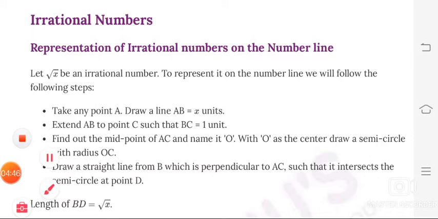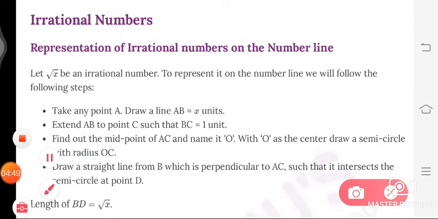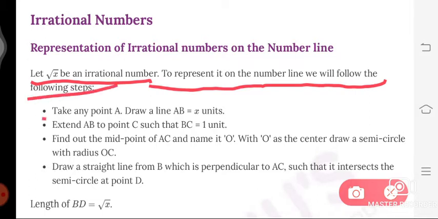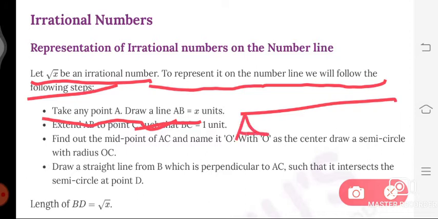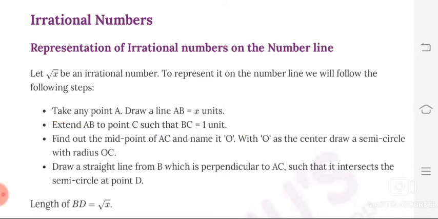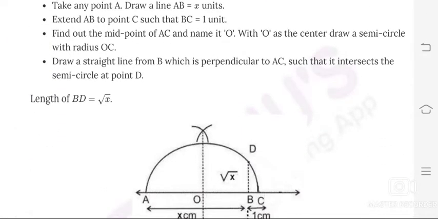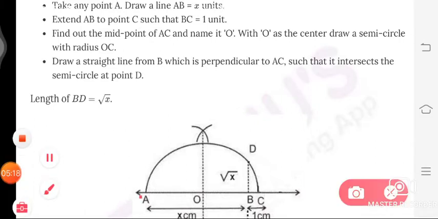Representation of irrational numbers on the number line. Let under root x be an irrational number. To represent it on the number line, we will follow the following steps. Take any point A, draw a line AB, extend it to C.